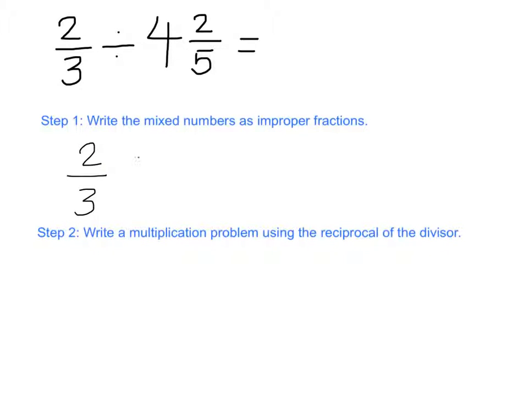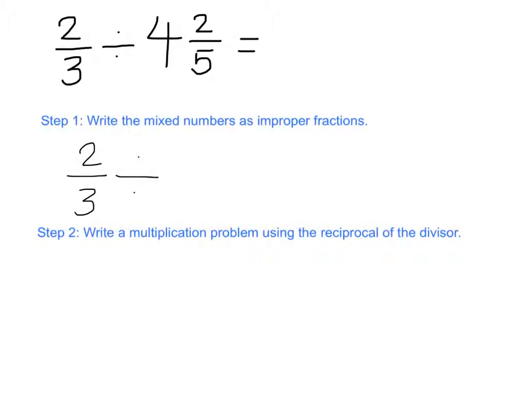4 2/5. So 2/3 divided by 4 2/5. Is 4 2/5 a mixed number? Yeah. So how can we write that as an improper fraction? Vienna? You can write it as 22/5.